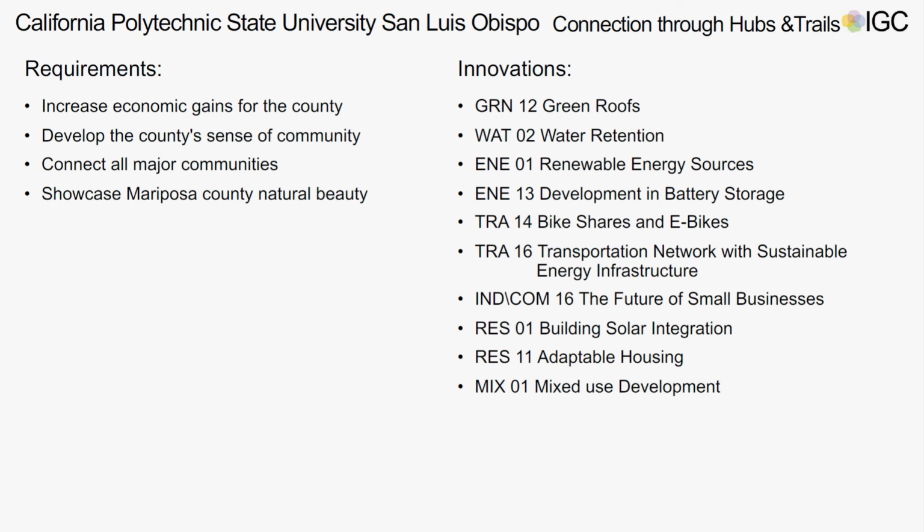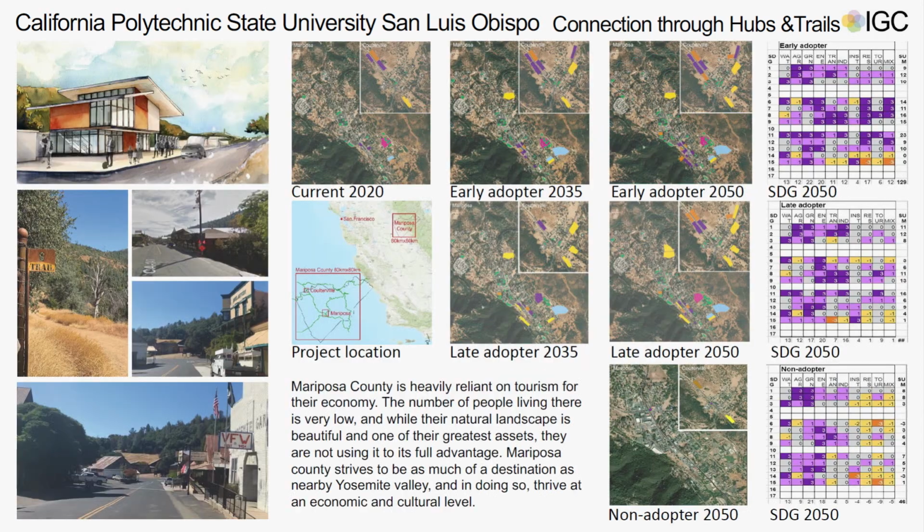Also, another notable innovation is bike sharing and e-bikes, and that's a really attractive thing for tourists because it's really accessible, it's really easy, and they can use those along our proposed trail system while also supporting the local economy.